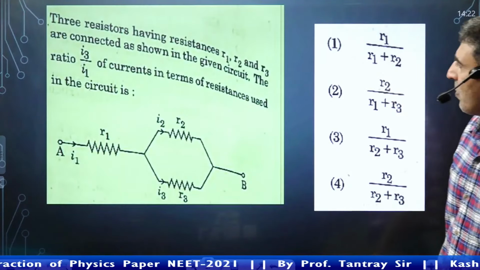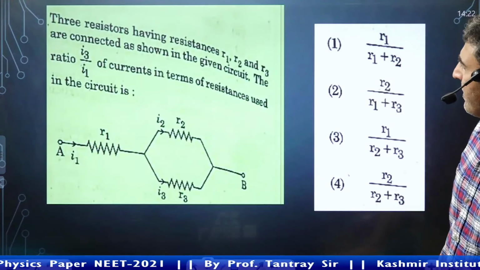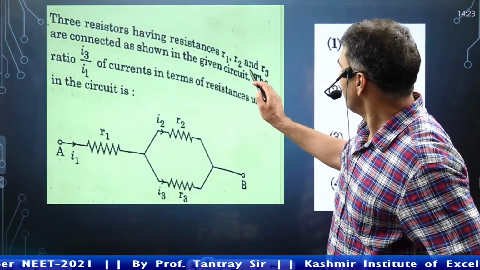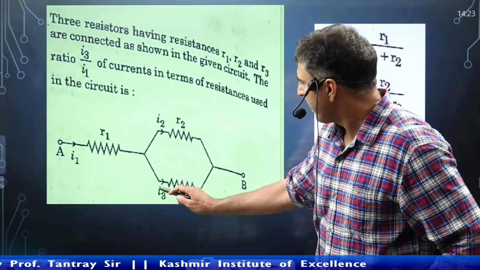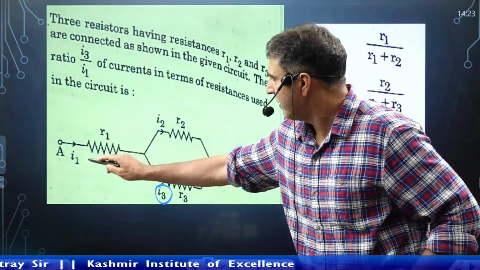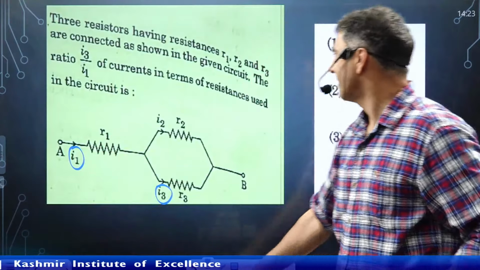Now see the question. 3 resistors are shown, R1, R2, R3 are the resistances. We have to find R3 by R1, the ratio of this current to this current. That we have to find. That's all.